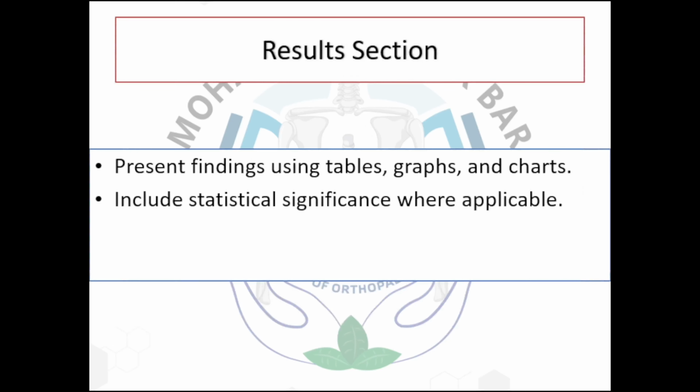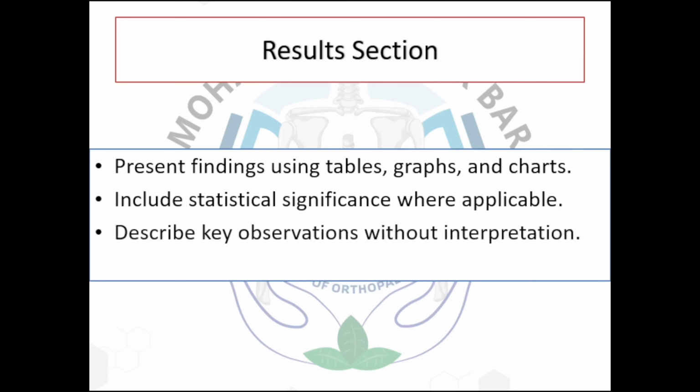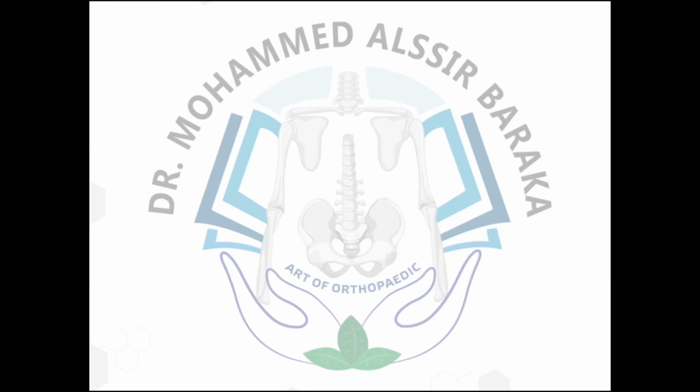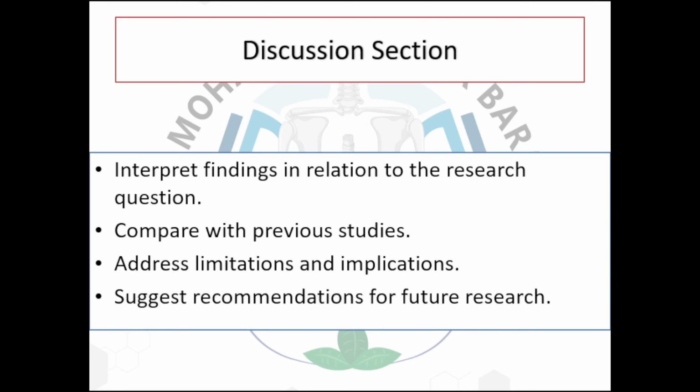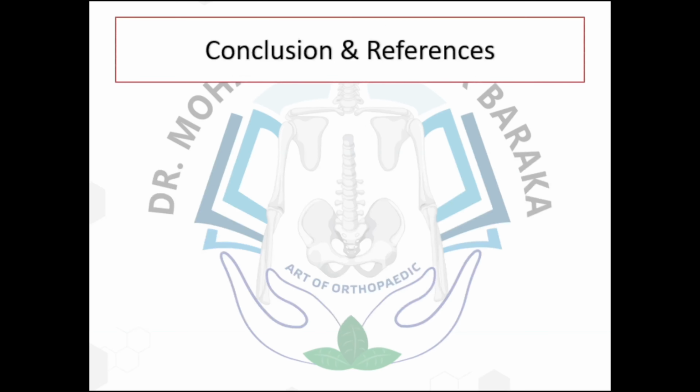Also, in the results section, present findings using tables, graphs, and charts. Also, statistical significance where applicable. Describe key observations without interpretation. In discussion, interpret findings in relation to the research question, compare with previous studies, address limitations and implications. Also suggest recommendations for future research. This is in the discussion section.